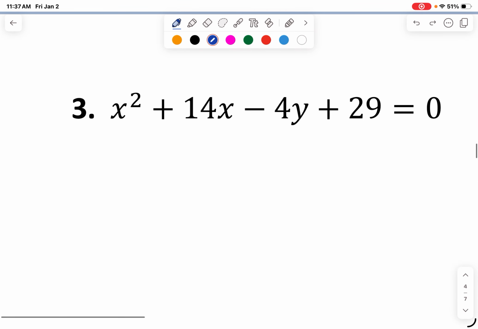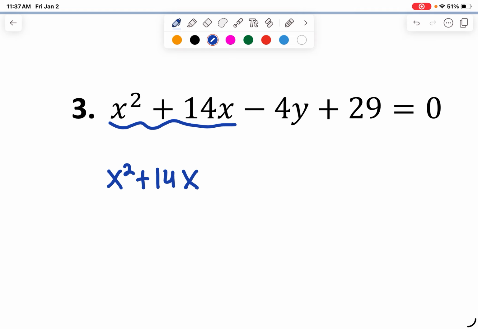All right, so this is how I do it. I isolate this and get it by itself and get everything else out of the way so I can complete the square for x. So I have x squared plus 14x, and then I'm going to leave a space to complete the square for x. The lead coefficient's already 1, so I don't have to worry about factoring anything out first. And then I'm going to get everything else out of the way by moving it to the other side of the equation. So I have equals 4y minus 29.